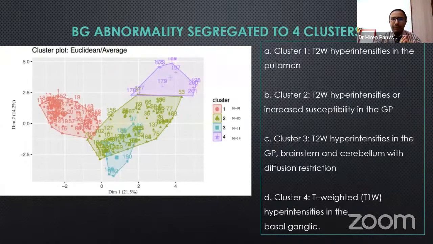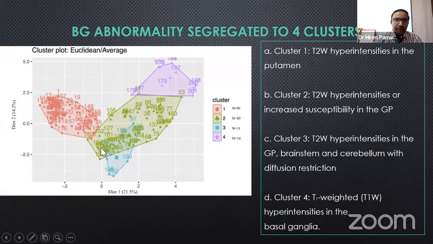into four clusters, in which this orange color cluster represents cluster one, which indicates the patient had predominant T2 weighted hyperintensity in the putamen or striatum, like the caudate nucleus also. Then cluster two is this light green color, in which they have included those patients who had either T2 weighted hyperintensity in globus pallidus or who had SWI blooming or susceptibility. So that was cluster two.